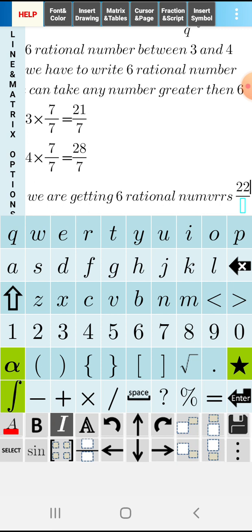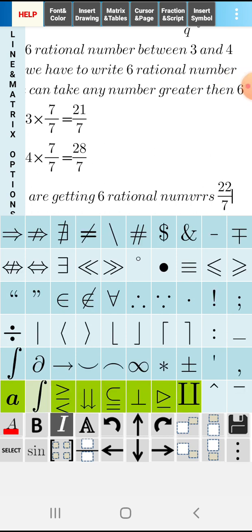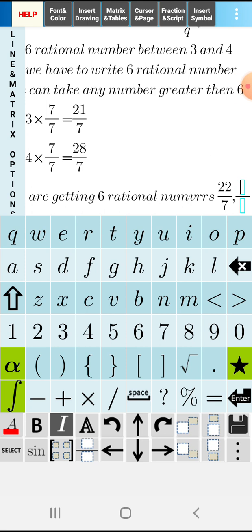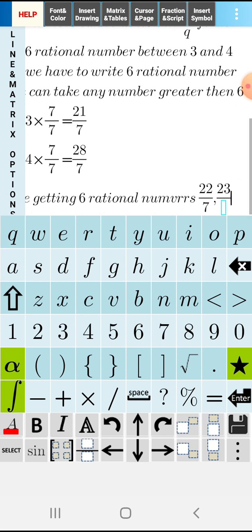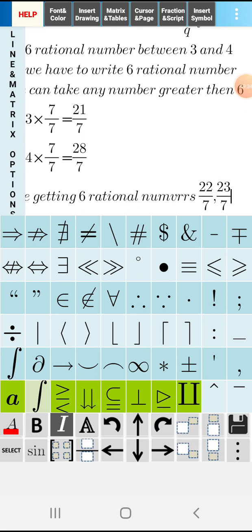So 22 by 7 is the first rational number. Next is 23 by 7. Like that only, till 6 rational numbers you have to write. Next is 24 by 7.